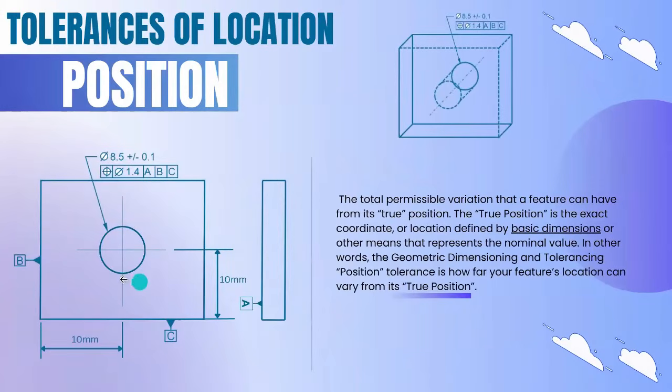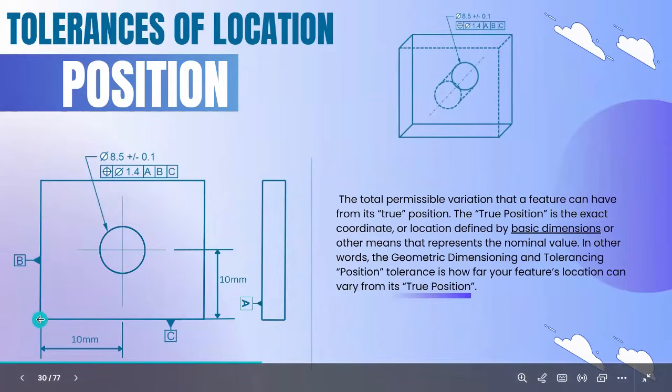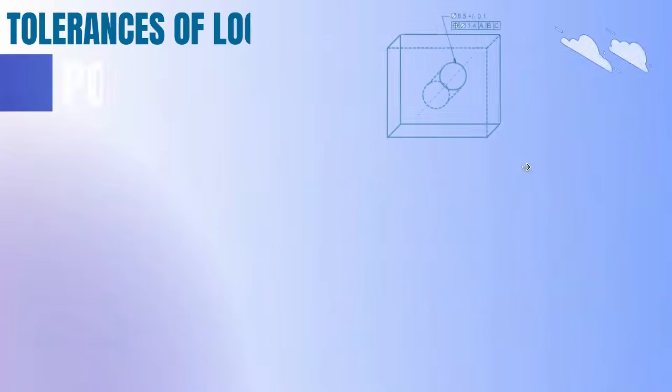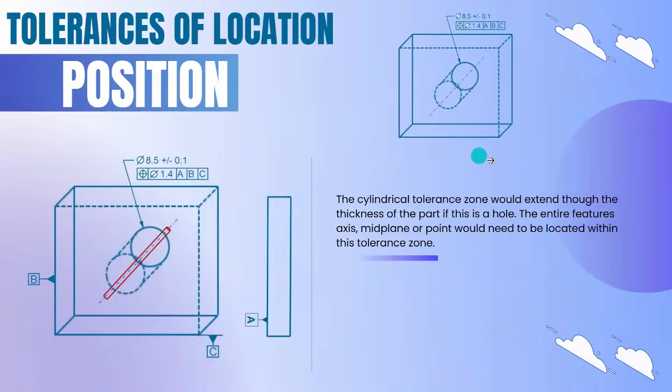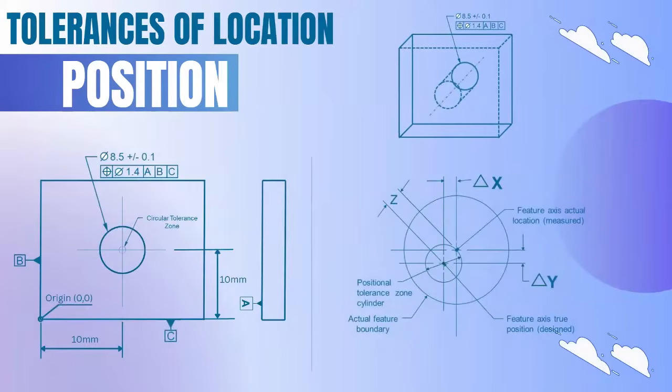Here you can see the concept is with respect to this origin. The origin is here. With respect to the origin, we're going to check whether this hole is located in the correct location or not. We're going to calculate that. In this drawing, you can see the shape of the zone. The feature is a cylinder, so the shape of the tolerance zone will be cylindrical.